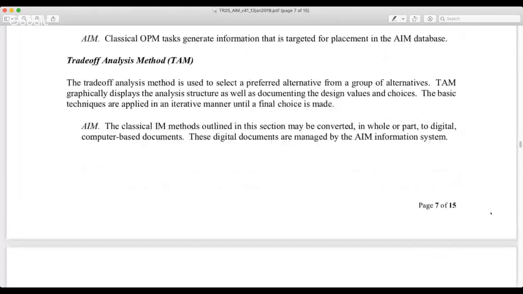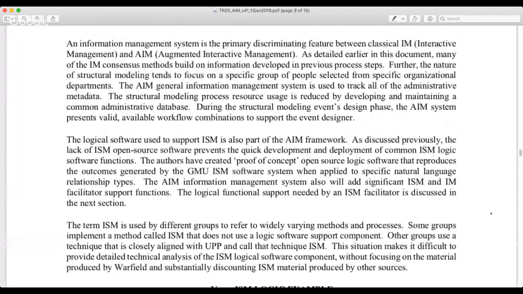And I think the whole idea here is to just start identifying software functions that can make this process more reasonable and more efficient. We have developed open source software that we designed as a kind of proof of concept, and it actually reproduces the outcomes generated by the GMU ISM software, as documented in Appendix 2 of the Handbook of Interactive Management.